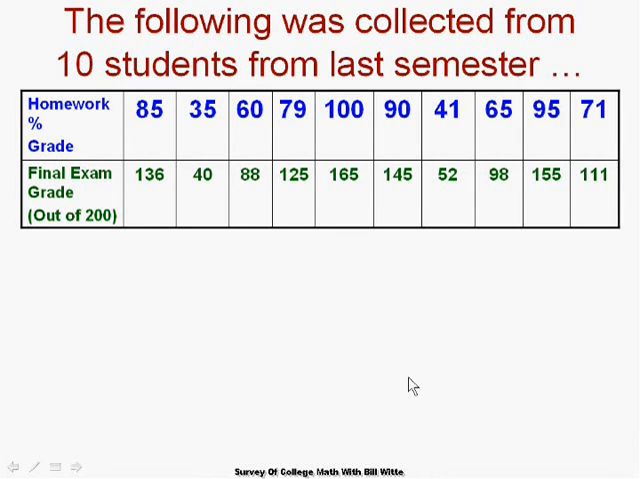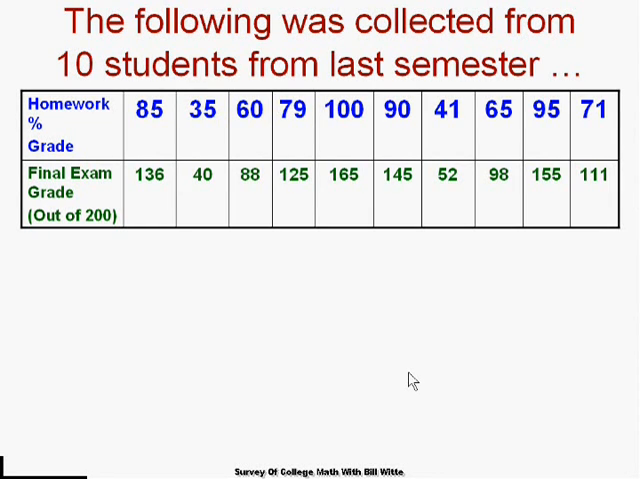Okay, let's see. We collected this data from 10 students last semester. The blue numbers are their final homework grades, and the green numbers are their final exam grades. And we think that they correlate to each other quite well. Okay, well, we're going to find out, first of all.